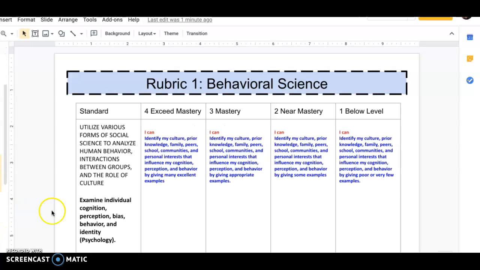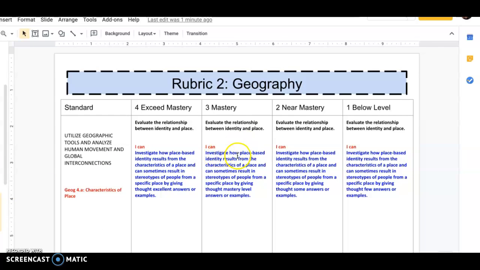And then here are the rubrics. I can identify my culture, family, peers, communities. I can give good examples. I can explain how the place I live and the relationship I live and how that relationship is. That'd be talking about your community pieces. It would be talking about how sometimes people look at you and it may not be who you think you are.